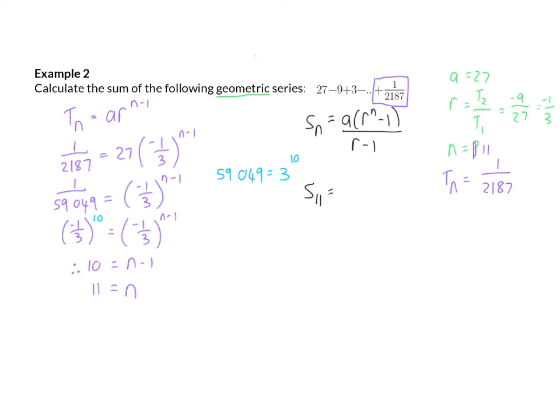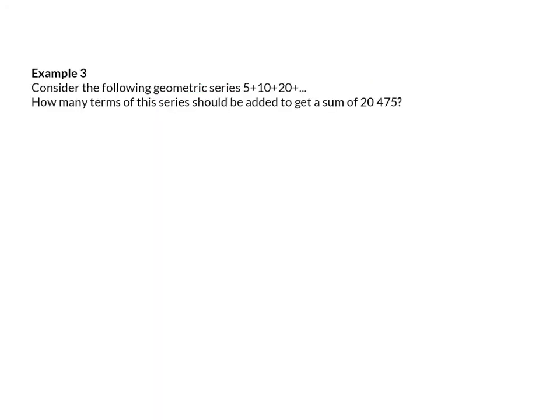And to do that, I substitute in. A is 27, my constant ratio is minus a third, and in the denominator again minus a third minus 1. And when I calculate that, I will get 20,25. Let's have a look at example 3.